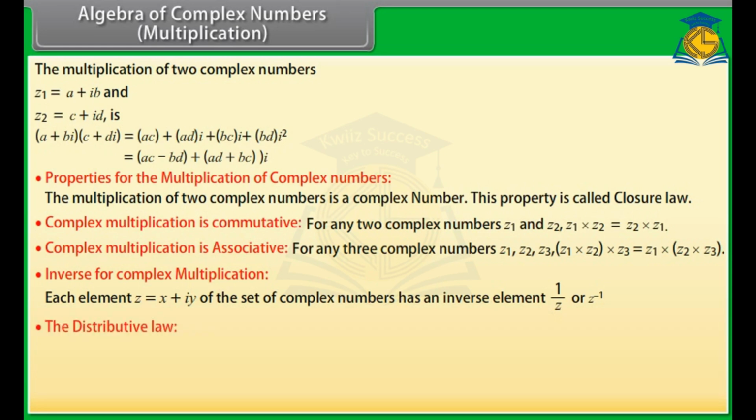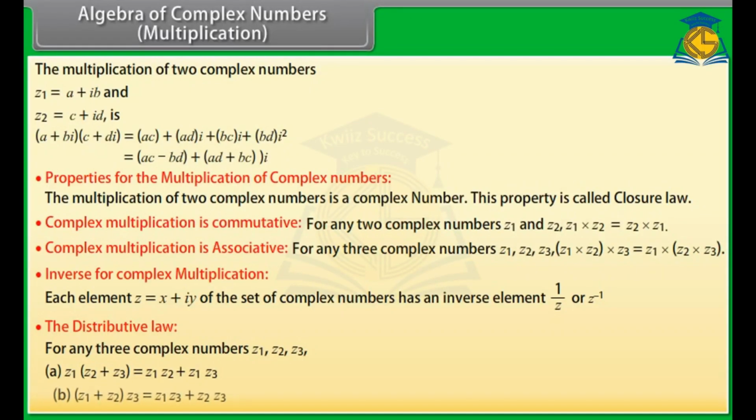The distributive law. For any three complex numbers Z1, Z2, Z3, Z1 into Z2 plus Z3 is equal to Z1 into Z2 plus Z1 into Z3. Z1 plus Z2 into Z3 is equal to Z1 into Z3 plus Z2 into Z3. Algebra of complex numbers. Division.